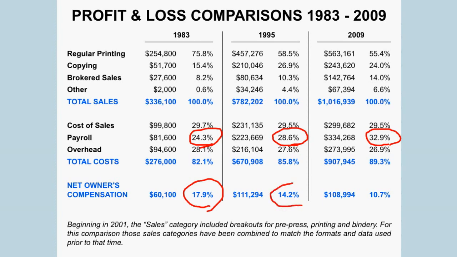In 1995, profits had dropped to 14.2%. Not too bad, lots of excuses. Most of the excuses don't hold water, but they dropped. In 2009, owner's compensation or profitability dropped to 10.7%. And believe me, that's atrocious, and it's something that's plaguing this industry, but it is a solvable problem.